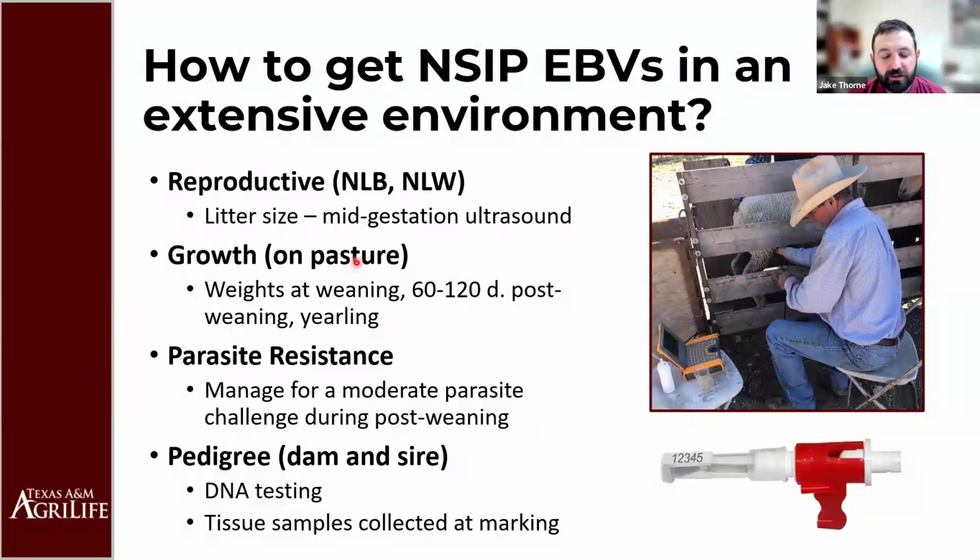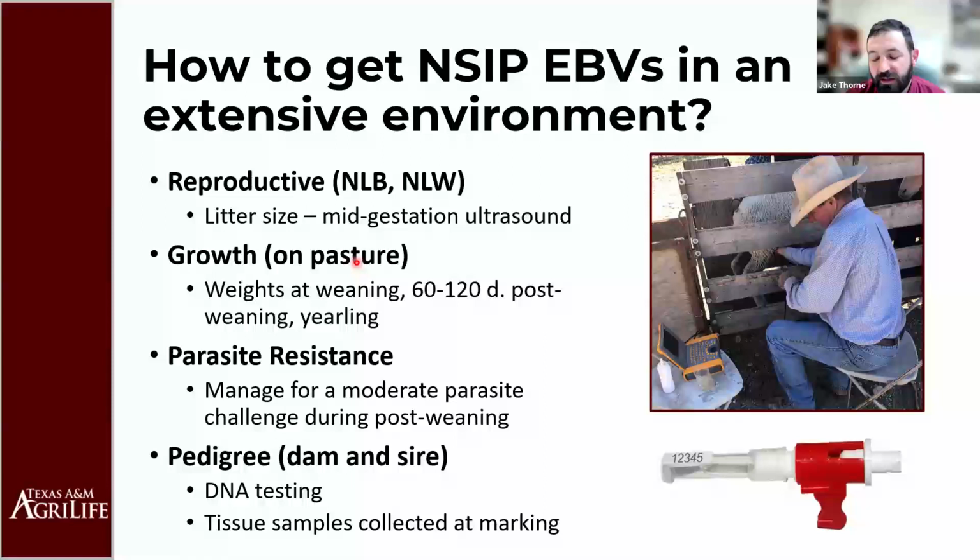So they're already in the pen and they're already being captured one way or another. Capturing the body weight is not a lot of extra work. Parasite resistance for us can be a challenge. The reason is because we want to be able to get those fecal egg counts during that post-weaning time period. But the critical factor in that is that those lambs have to be exposed to a parasite challenge of some kind.